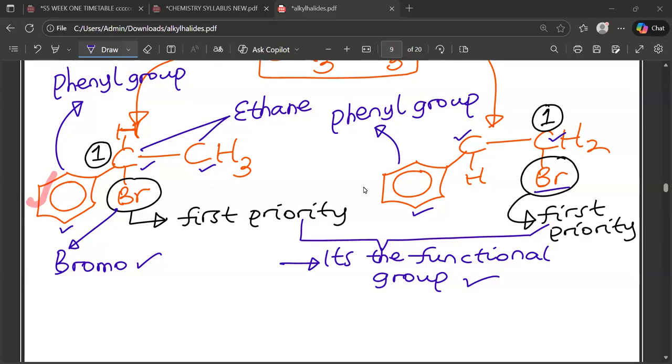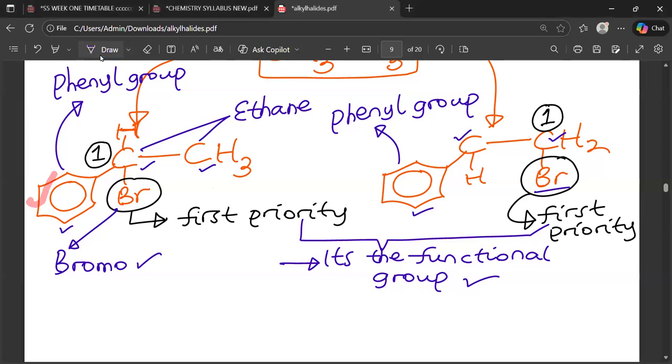Yeah, that's very good. But let me ask, what have you realized about the position of Br? I think in all cases, since it is ethane, whichever position it is on the ethane, it will be on the first carbon atom, because it is the functional group and it is the first priority, isn't it? Yeah. What if we ignore the position? Do you support it?